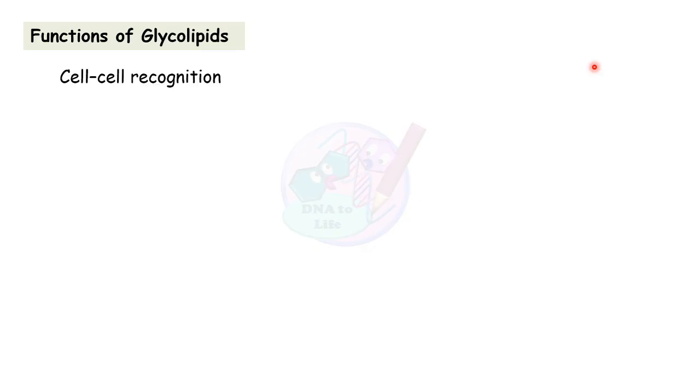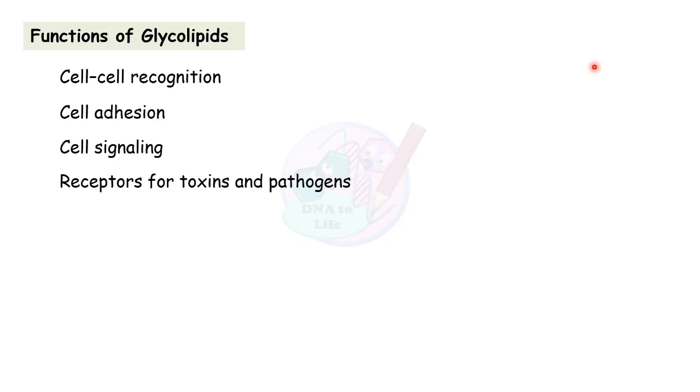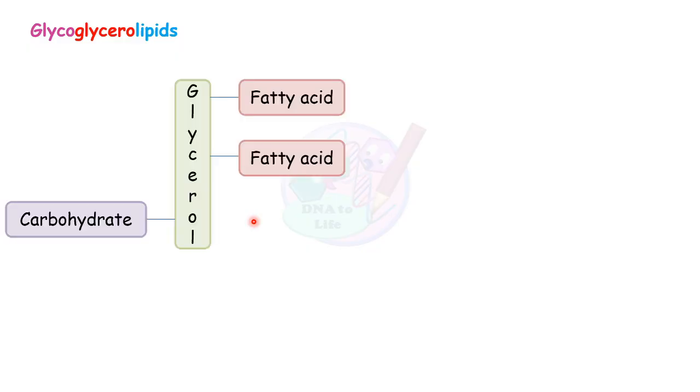What are the functions of glycolipids? They are involved in cell-cell recognition, cell adhesion, cell signaling, and they are also receptors for toxins and pathogens. So let's first talk about the glycoglycerolipids.